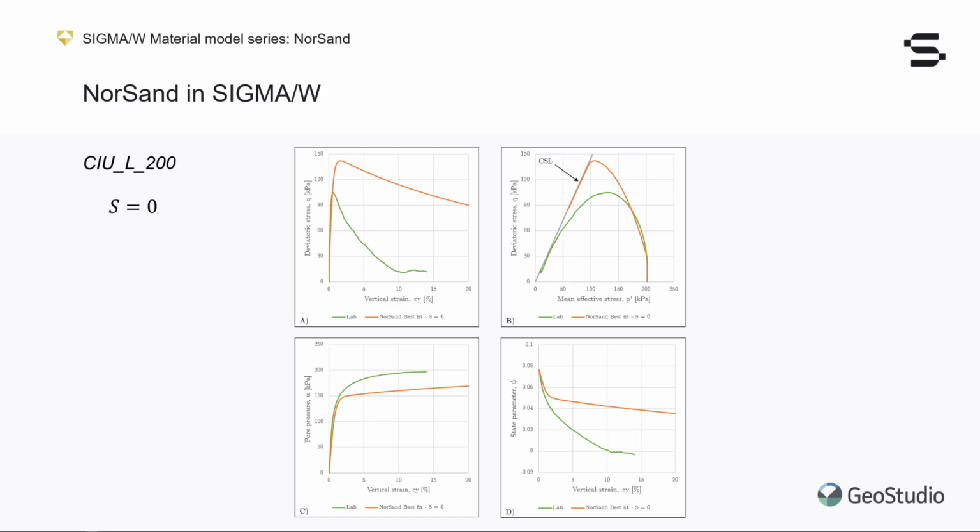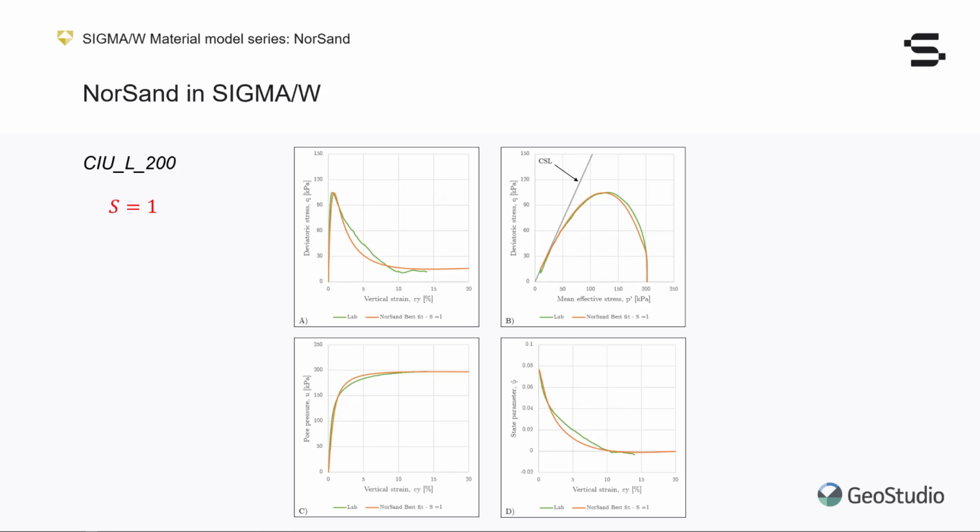We can see that the response is much stiffer for NorSand than for the laboratory results. In particular, notice on plot D how NorSand is still very far from critical state, where the state parameter psi will be 0, while the laboratory results, on the contrary, very quickly reach critical state.